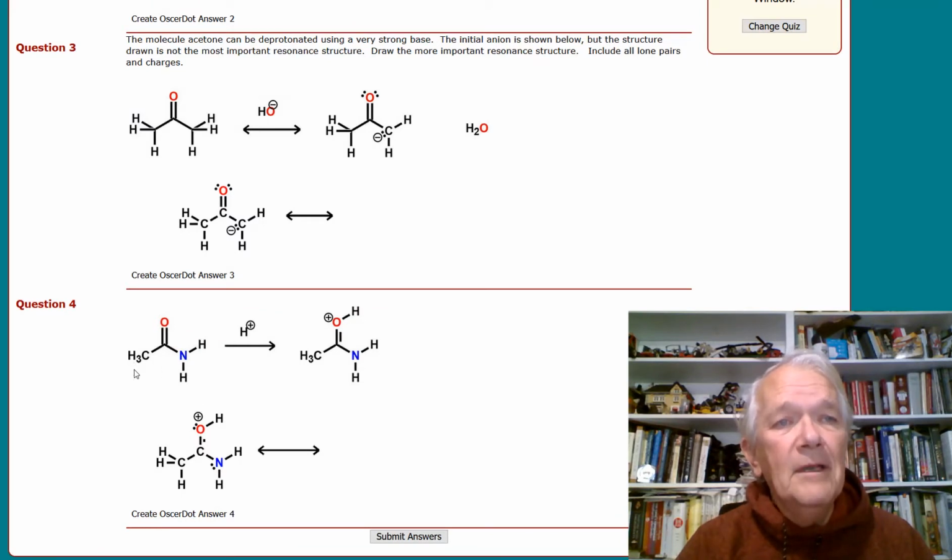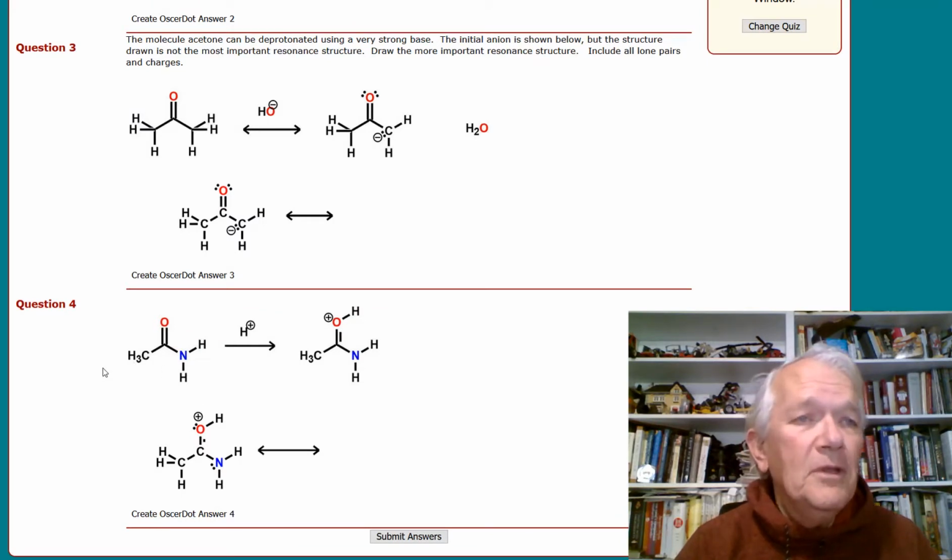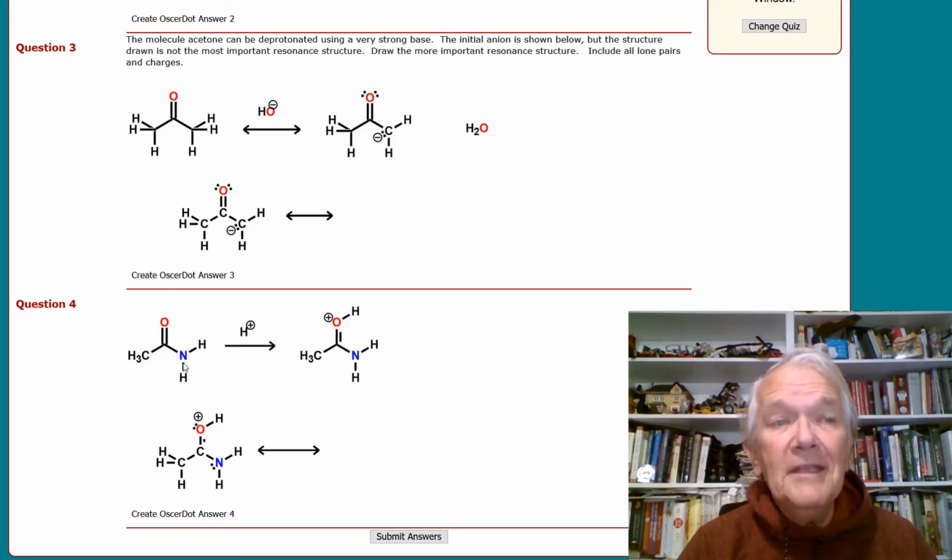And then the last problem is you're going to protonate. This is an amide. Now, if I asked you where you protonate an amide, you'd probably tell me the nitrogen. Well, if you told me the nitrogen, you'd be wrong, because the oxygen gets the proton. Why is this? Well, if you protonate the nitrogen, it screws up the resonance. Protonate the oxygen, and the resonance is still intact.